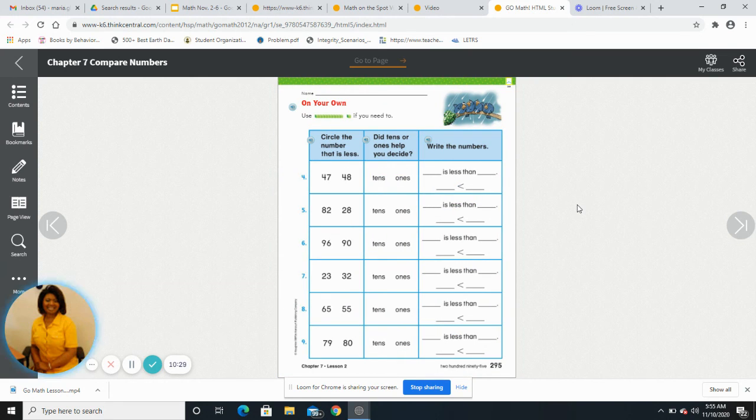On page 295, it's the same concept. You're going to compare the two numbers, determine which one is smaller. You're going to circle which help you determine that number, the tens or the ones, and then of course you're going to write the number.